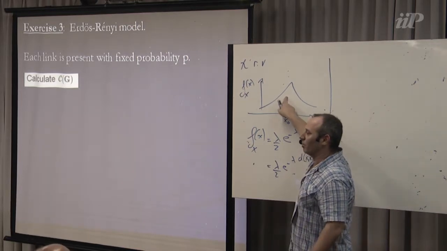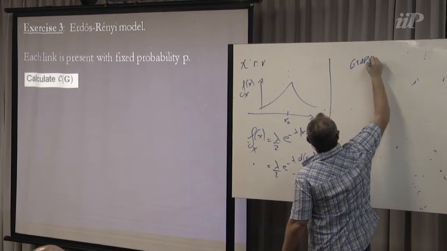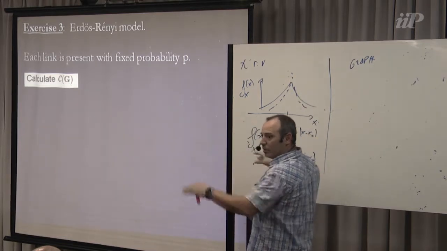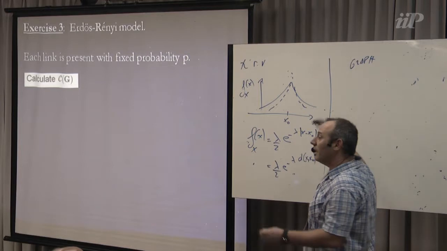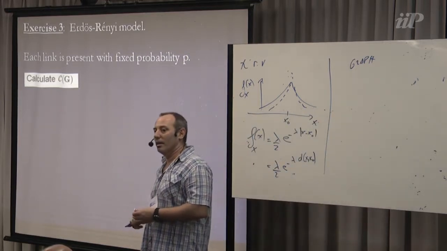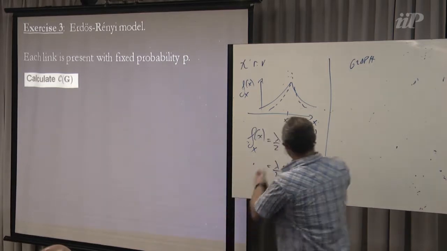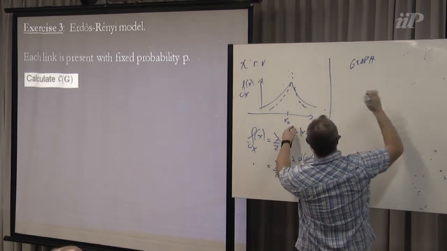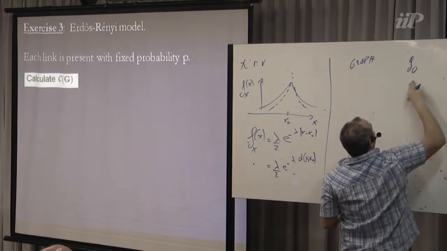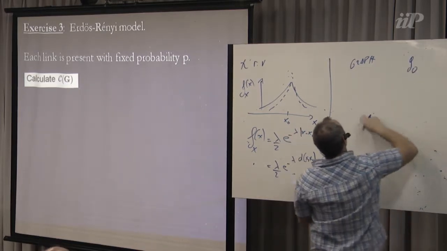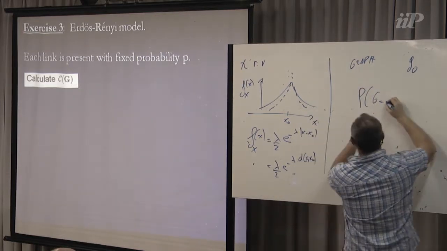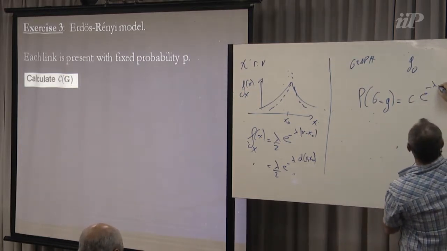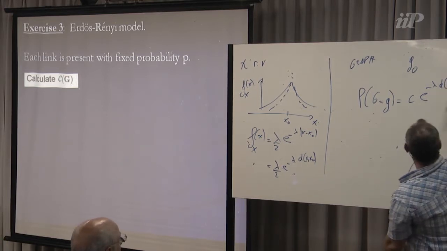And this is for random variables. So now think of a graph. Lambda is a positive parameter. Let's propose a probability distribution for a graph that's similar to this. We can say there exists a graph G0, not yet called central, but later we will see if it is. And we say the probability that the random graph takes the value G is C e to the minus lambda times the distance between G and G0.